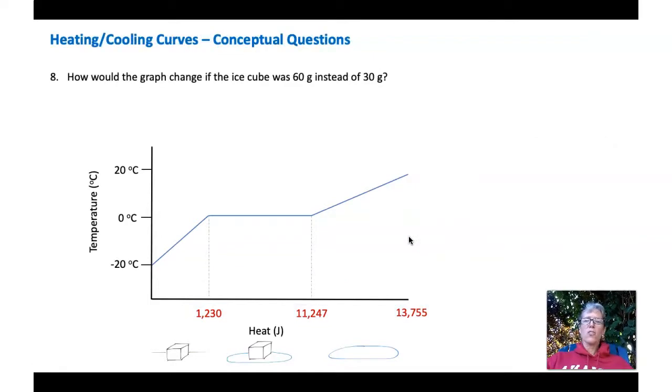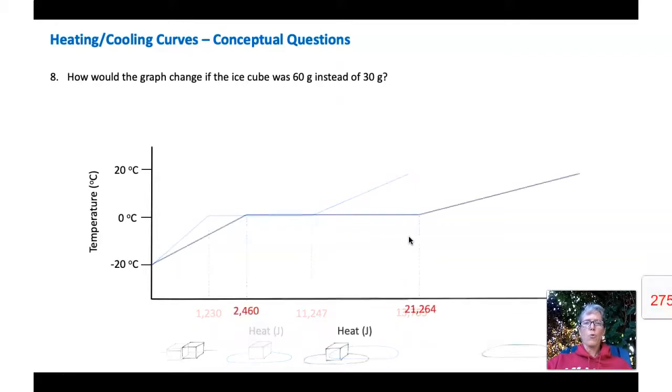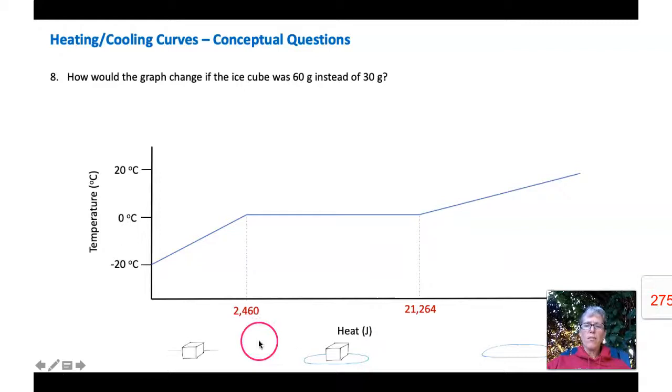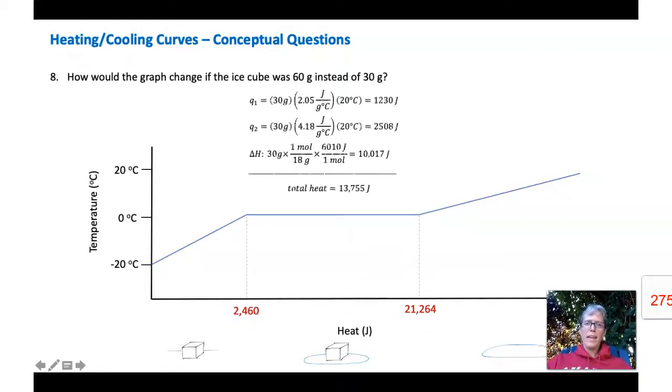Next question is conceptual. How would this graph change if the ice cube was 60 grams instead of 30 grams? How would it change? With twice the mass, it'll take twice the amount of heat. And so each of these red numbers is double what it was on the previous graph. Okay, and here are our calculations from the previous graph. But instead of using 30 grams in each of those calculations, we'll use 60.